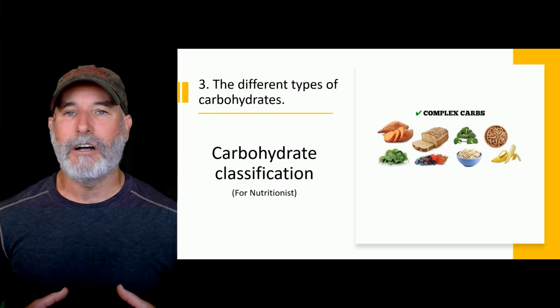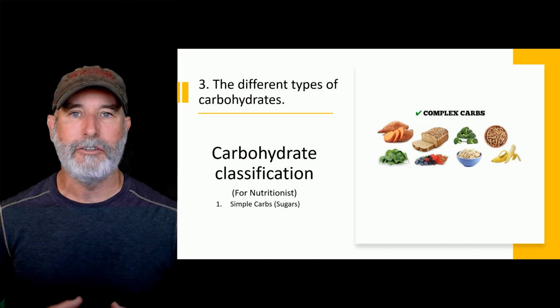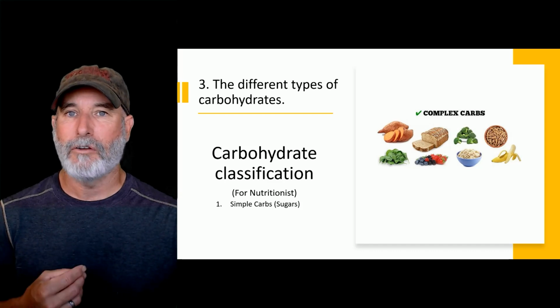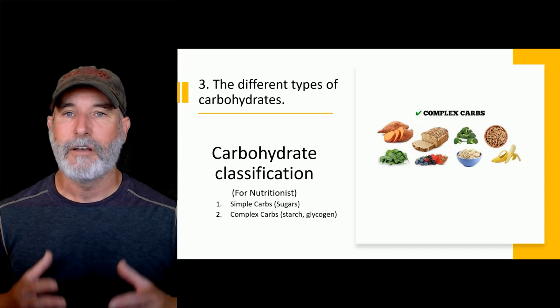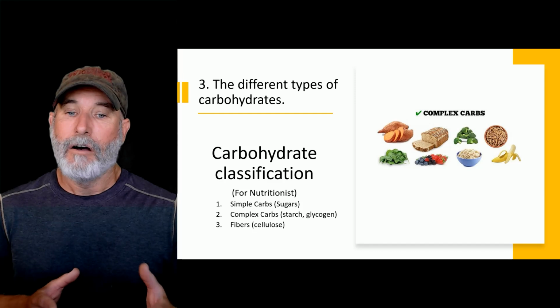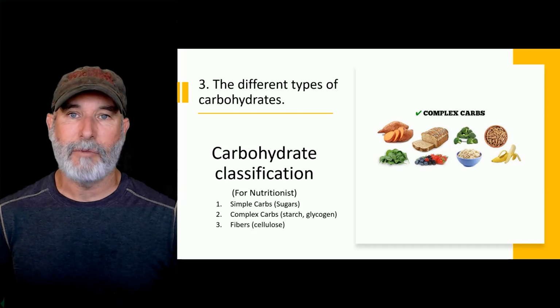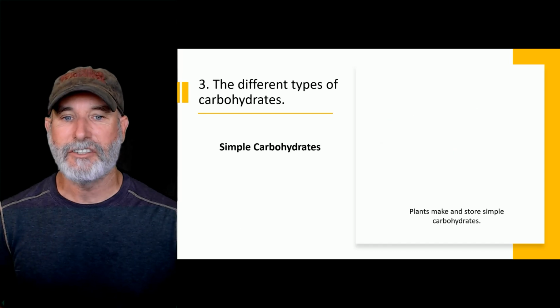However, a lot of us are very interested in nutrition. So if you think about it from a nutritionist's point of view, you have simple carbs. Those are the monosaccharides and disaccharides. And then you have the complex carbohydrates, which are your different types of starches and glycogens. Fibers are also a complex carbohydrate. They're a polymer as well, that is cellulose, but our bodies can't digest that.